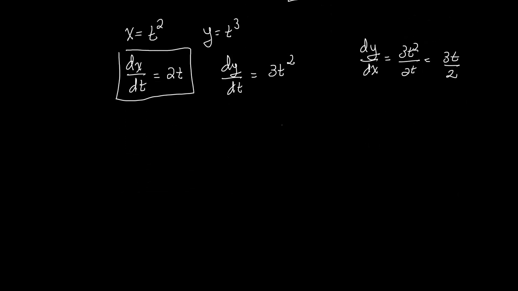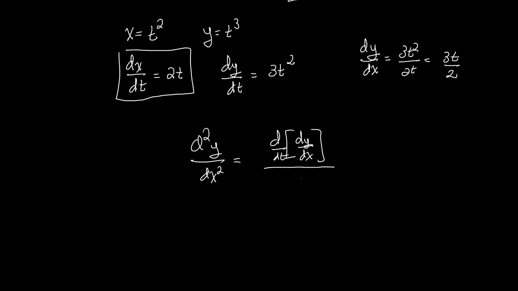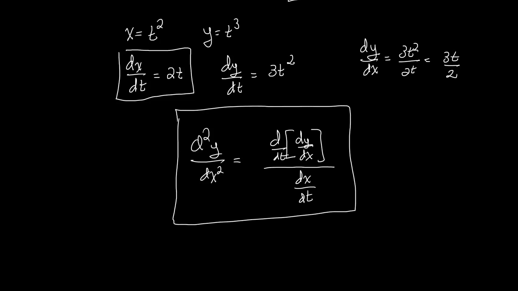Just as a summary, d squared y over dx squared will be equal to the derivative of the first derivative with respect to the parameter, all over dx/dt. Be very cognizant that you do not make this error. Make sure to keep this close: it's the derivative of our first derivative with respect to t, and then divided by dx/dt.